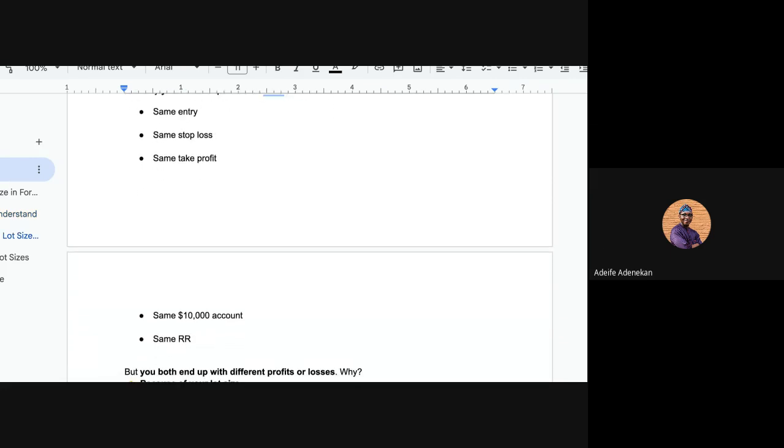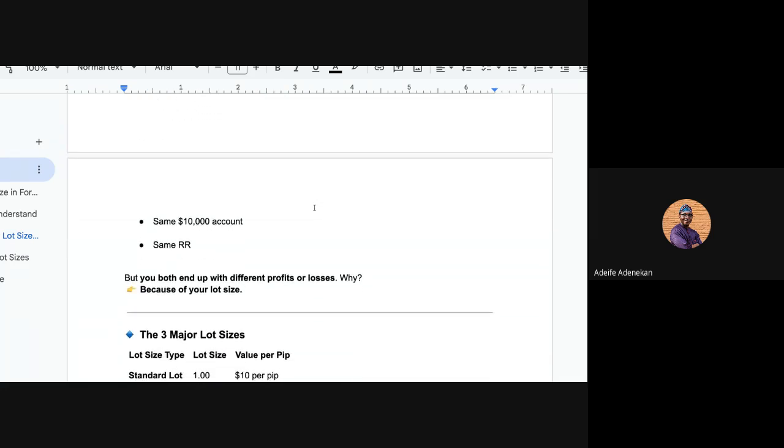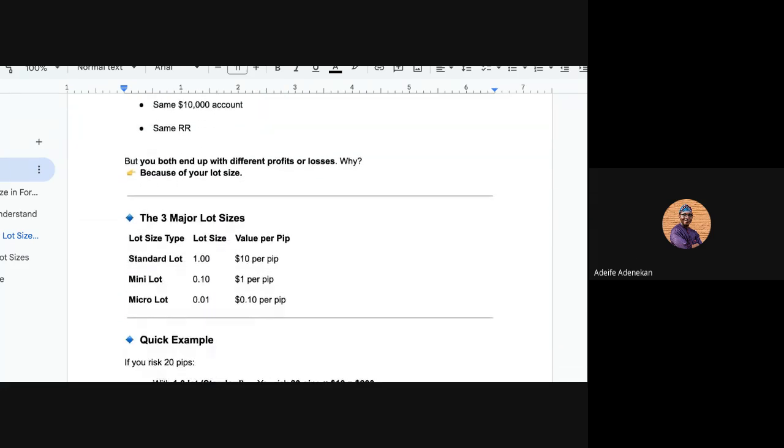How come I'm not making more money than Joseph, when we entered the same trade? Let's just say Joseph is making more money than me. We enter this trade together, and my own is reading $2 while Joseph's is reading $4. Why is it like that? What determines that is your lot size.